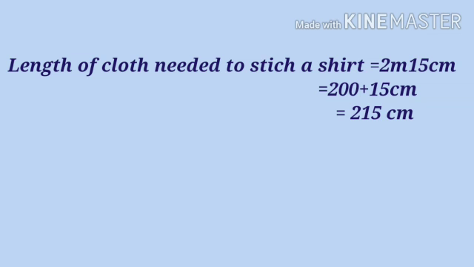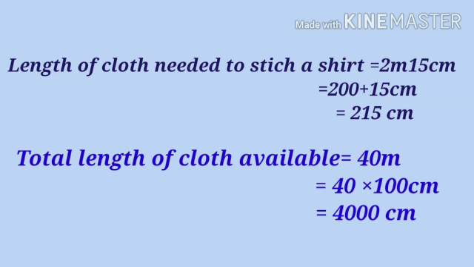Now we write the first sentence. Length of cloth needed to stitch a shirt, that is 2 meter 15 centimeter. Before following this, convert the data into centimeters. That's why we are going to convert. 1 meter equals 100 centimeters. Same, 2 meter equals 200 centimeters plus 15 centimeters. Now we'll get 215 centimeters.